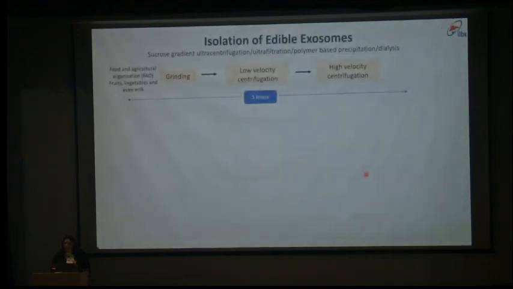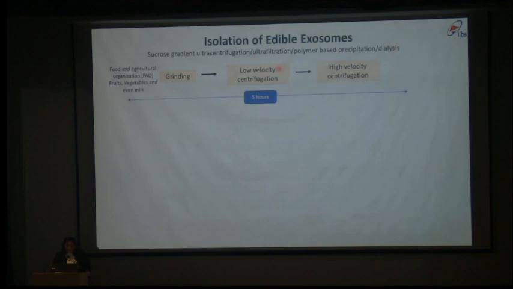So, but how do we isolate? It's very simple. According to Food and Agriculture Organization, fruits, vegetables, and even milk has been categorized. We just do the grinding in a mixer, and first the initial low velocity centrifugation, followed by high velocity ultracentrifugation.